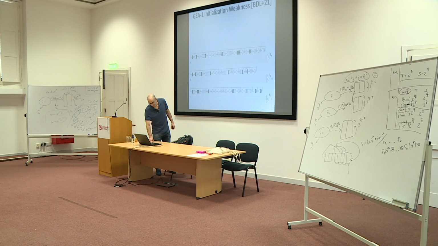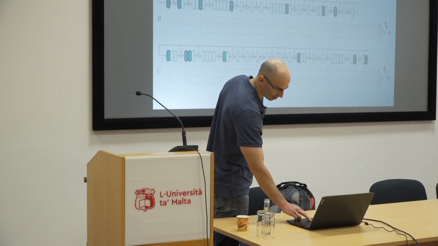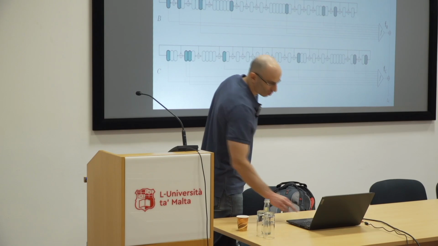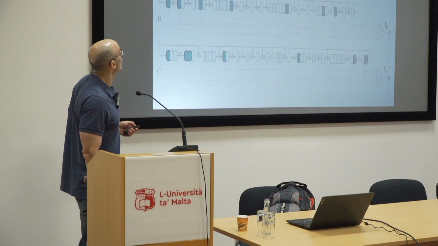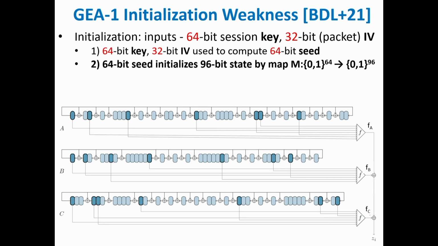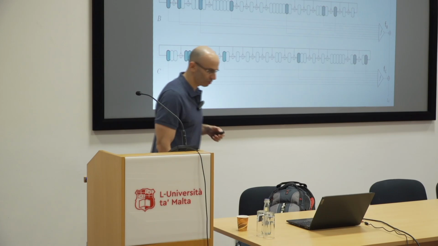Okay. So now I'll tell you what the weakness is. Actually, I already told you in the morning, but let's see it again. The weakness is in the initialization process of GEA1. There were two steps. The first step was to compute the 64-bit seed from the key and IV, and the second step was to use the seed to initialize the 96-bit state by some linear mapping. These are the two steps, and the weakness is in the second step.